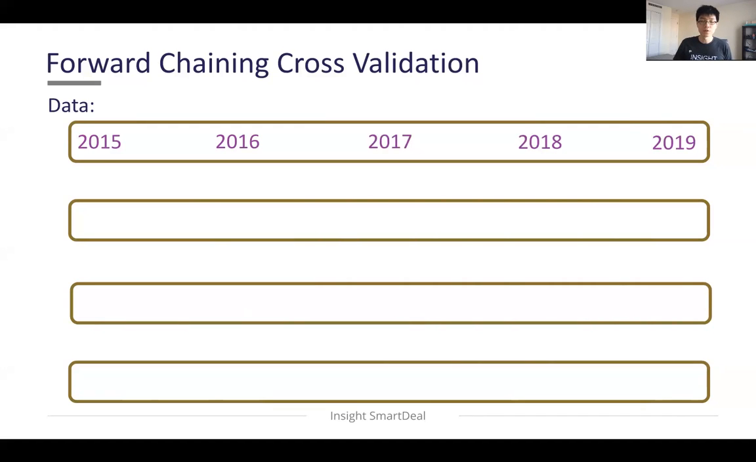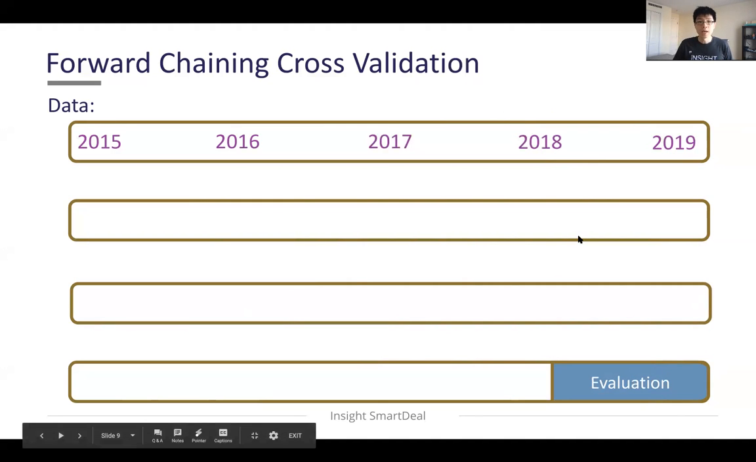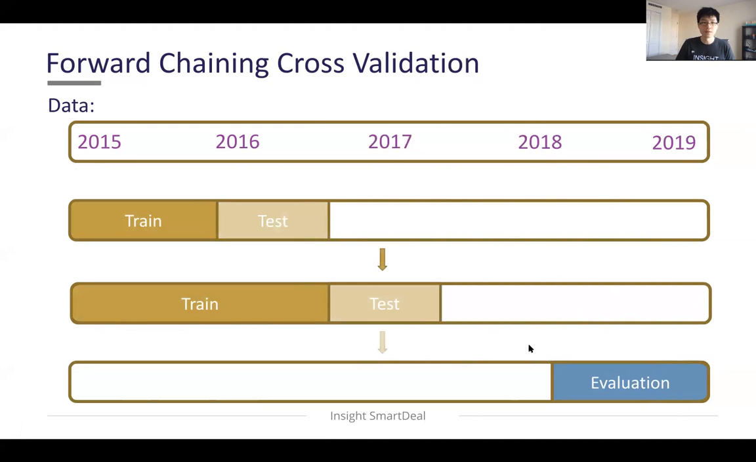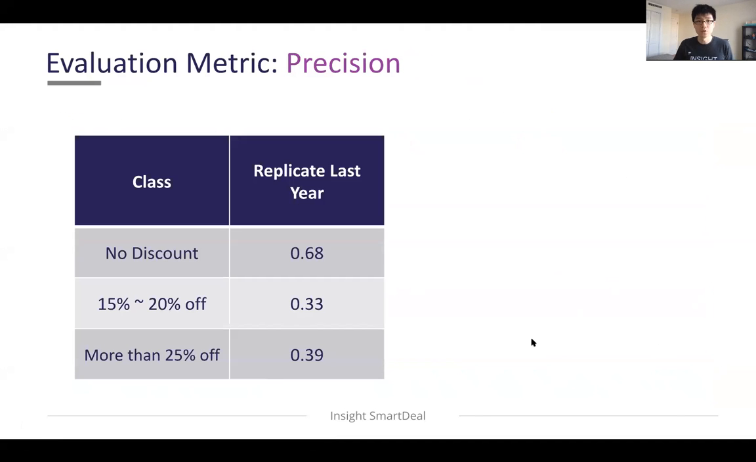So let me first talk about how I validate the model. I will hold the data from 2018 to 2019 for the final evaluation of the model. And then I will train the model from 2015 to 2018 in this forward training fashion. So the evaluation metric I'm using is the precision, because this is what matters to the users when they use the web app. Because I don't want to give the users the wrong predictions.